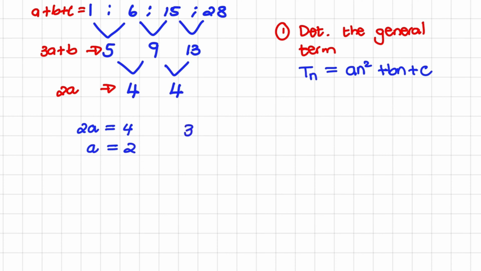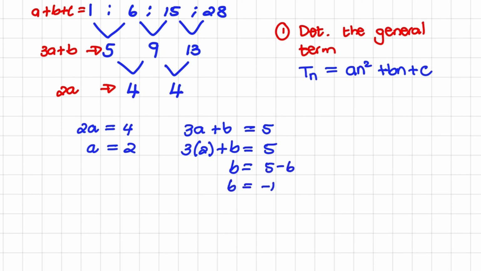Next, we have 3a + b = 5. But we already know the value of a. The value of a was equal to 2. So I substitute 2 in the place of a. So I have 3 times 2 + b = 5. So this is equal to 6, and I can transpose 6 or move it to the other side. Therefore, b would be equal to 5 - 6. Therefore, b is equal to -1. So we have solved the value of a and of b.